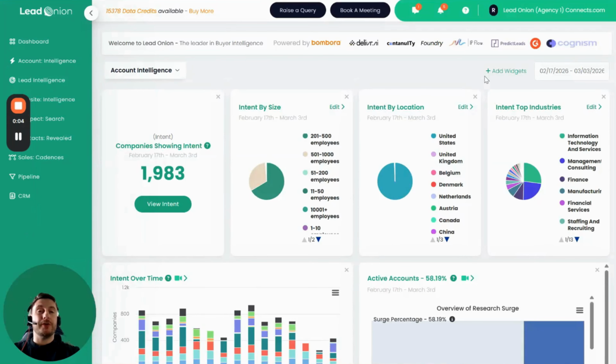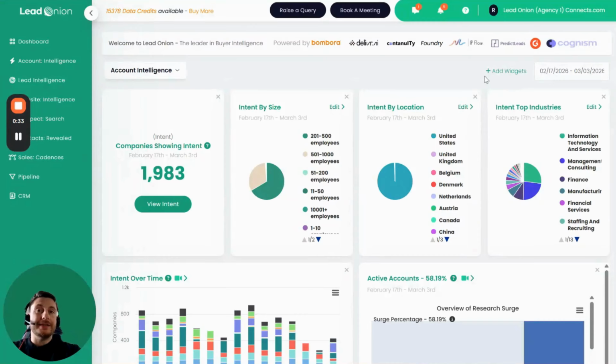In this video, we're going to talk about how Lead Onion scores intent and identifies people surging and at what buyer phase they are at. Most people, when they think about intent, think about certain signals that are shown. For example, someone visits your website, that is an intent signal, or someone researches a competitor, that is an intent signal. And often they're looking for the signal that can tell them that someone is ready to buy.